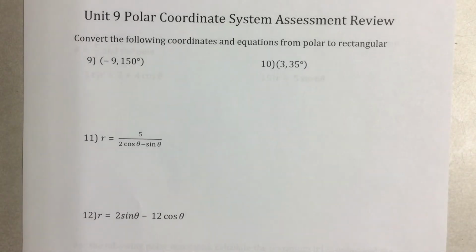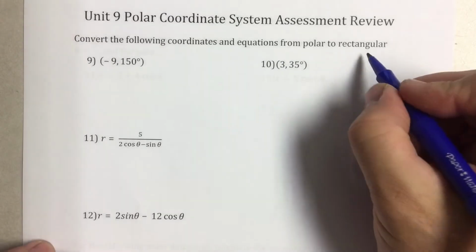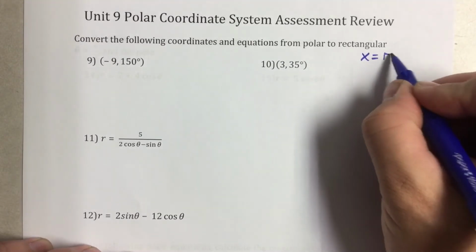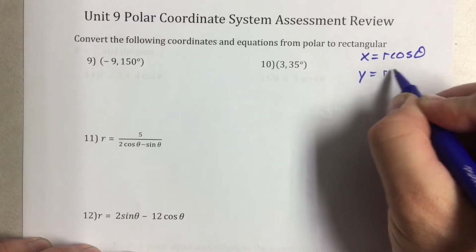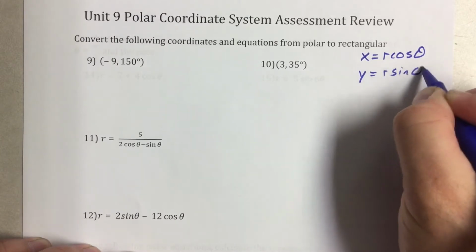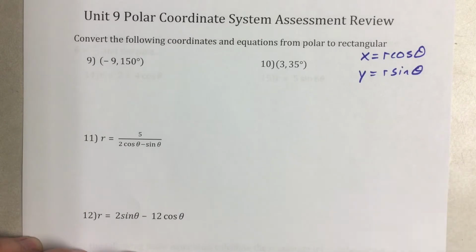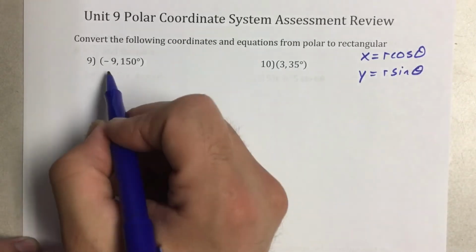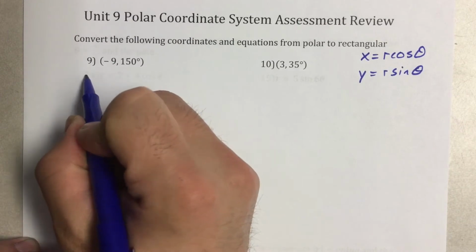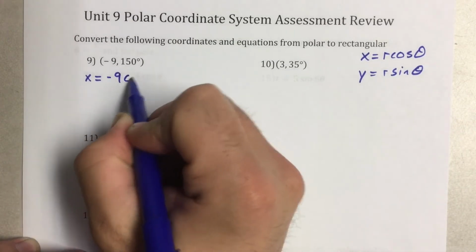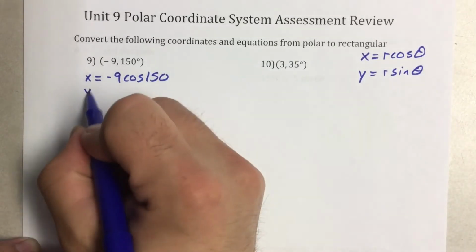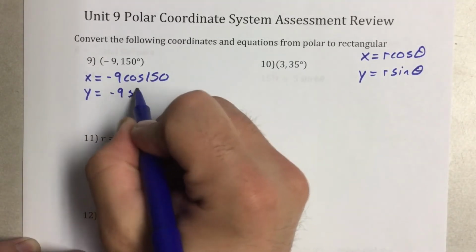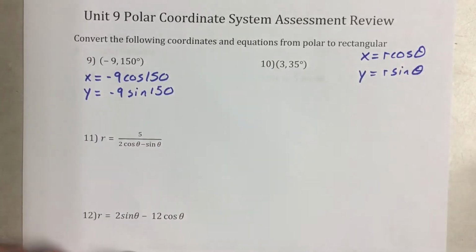So going from polar to rectangular, we know that our x coordinate is going to equal the radius times cosine of theta, and that our y coordinate is going to equal r times the sine of theta. That's it. So when we go through this, that would mean that our x is equal to -9 times cosine of 150, and our y is equal to -9 times the sine of 150.